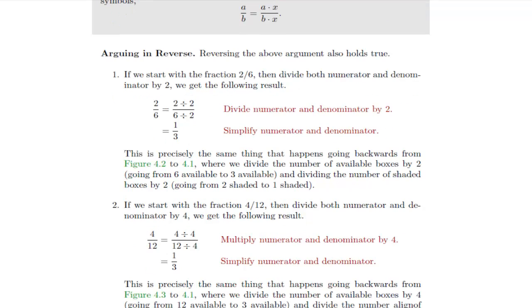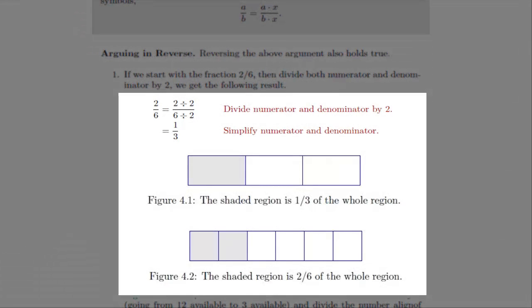If we start with the fraction 2 over 6 and divide both numerator and denominator by 2, we get the following result. In the numerator, 2 divided by 2 is 1, and in the denominator, 6 divided by 2 is 3, so we get 1 over 3. This is precisely the same thing that happens going backwards from Figure 4.2 to Figure 4.1, where we divide the number of available boxes by 2, going from 6 available to 3 available, and divide the number of shaded boxes by 2, going from 2 shaded to 1 shaded.